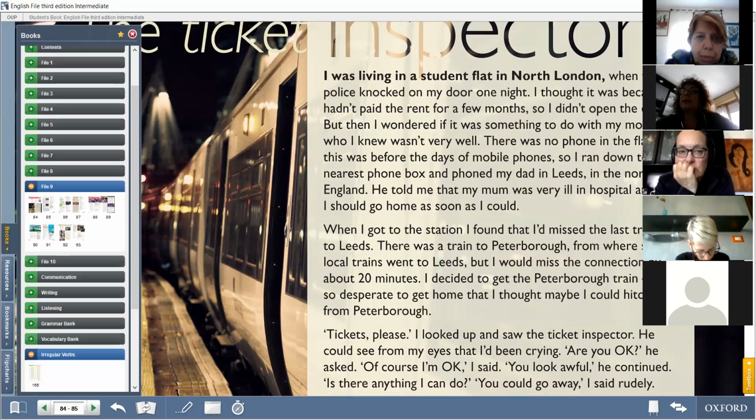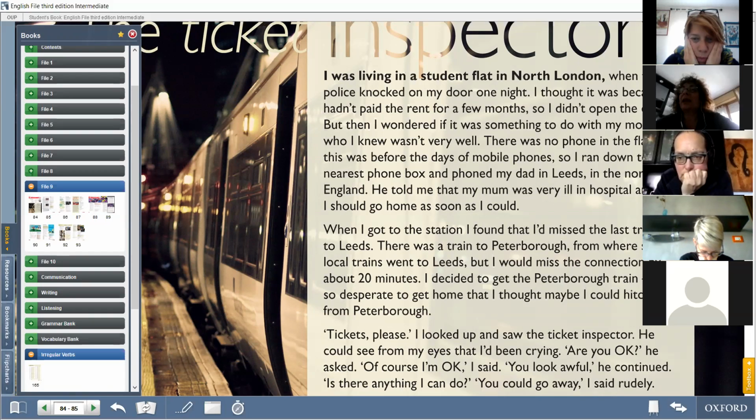Okay. The ticket inspector. I was living in a student flat in North London when the police knocked on my door one night. I thought it was because I hadn't paid the rent for a few months, so I didn't open the door. But then I wondered if it was something to do with my mother, who I knew wasn't very well. There was no phone in the flat, and this was before the days of mobile phones.